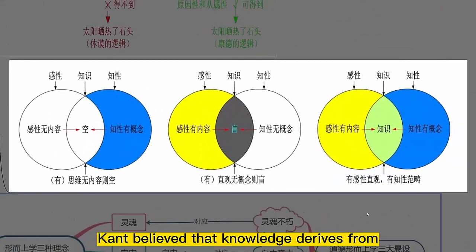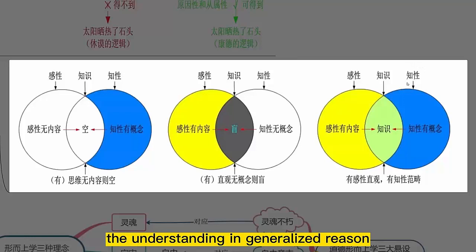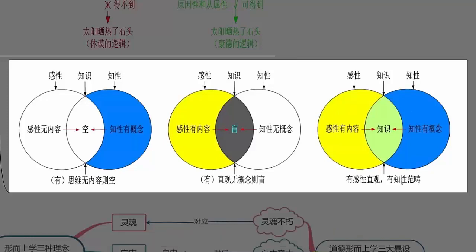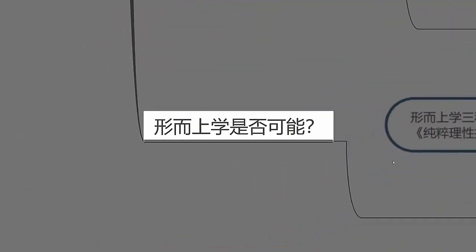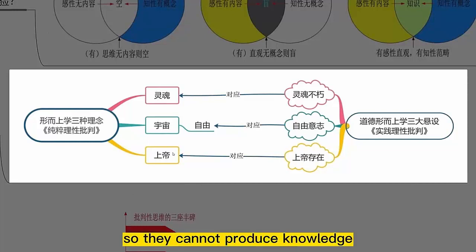Does knowledge come from reason or experience? Kant believed that knowledge derives from the sensibility of empiricists and the rational faculties of rationalism, and Kant's reason here refers to the understanding in generalized reason. That is what Kant famously said: thoughts without content are empty, intuitions without concepts are blind. Is metaphysics possible? Traditional metaphysical objects cannot be sensible intuition, so they cannot produce knowledge. But the 3 ideas of metaphysical soul, universe and God are of great use in practical reason, and they correspond to the 3 major suspensions of moral metaphysics and play a basic role.